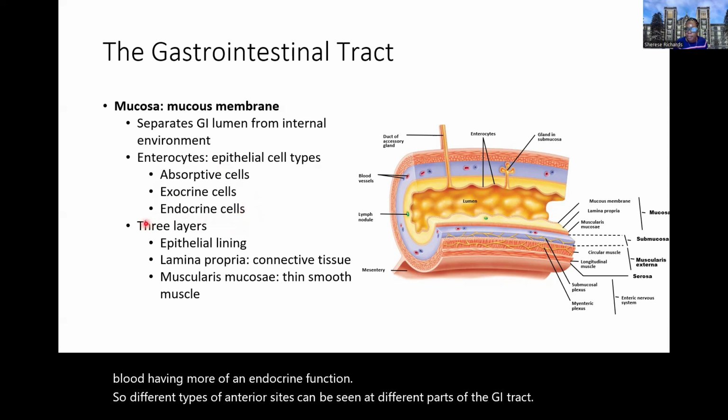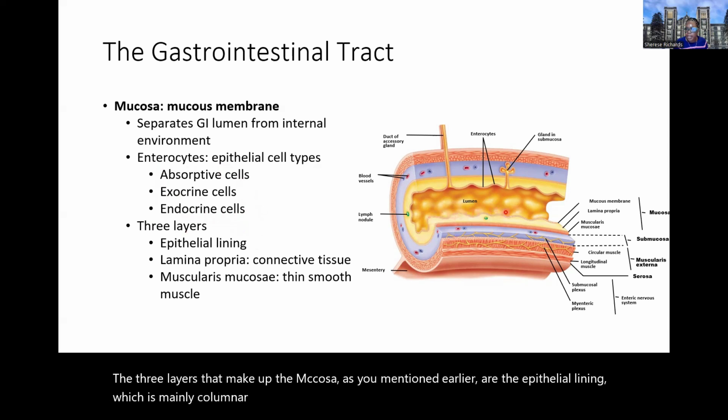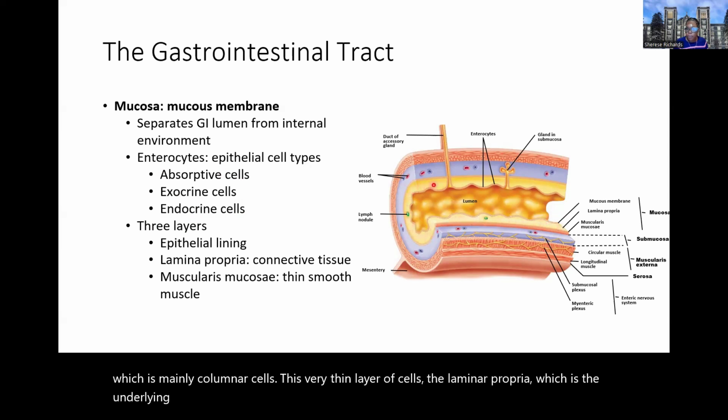The three layers that make up the mucosa, as we mentioned earlier, are the epithelial lining, which is mainly columnar cells, this very thin layer of cells, the lamina propria, which is the underlying supportive connective tissue of the epithelia, and the muscularis mucosae, which is a very thin, smooth muscle layer that is found within the mucosa.